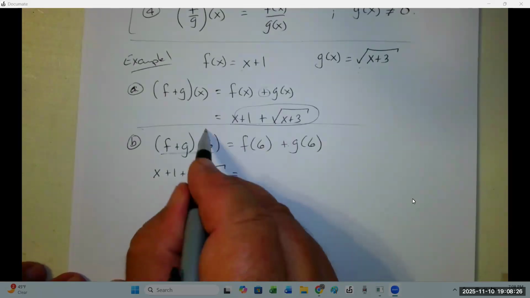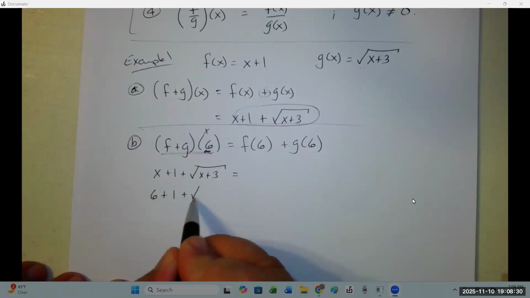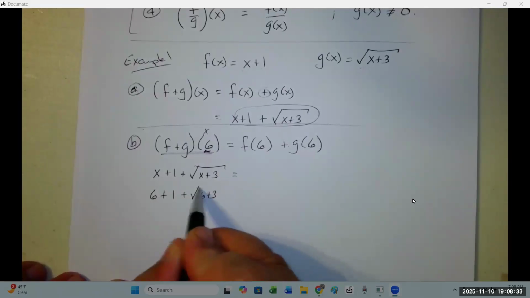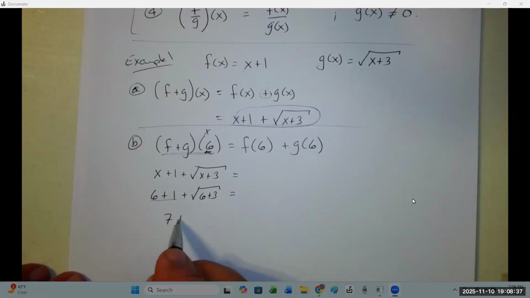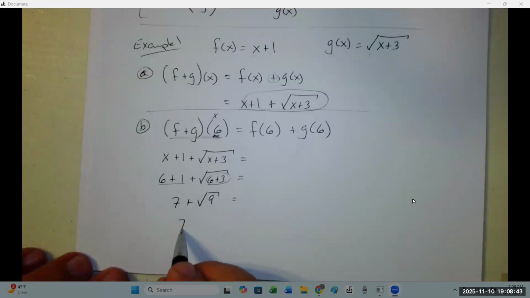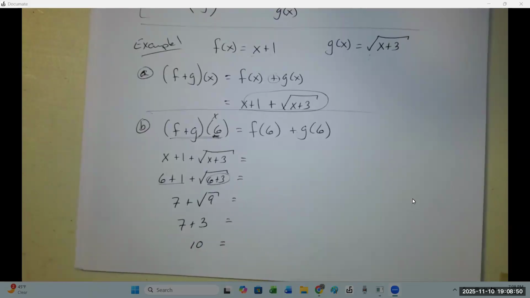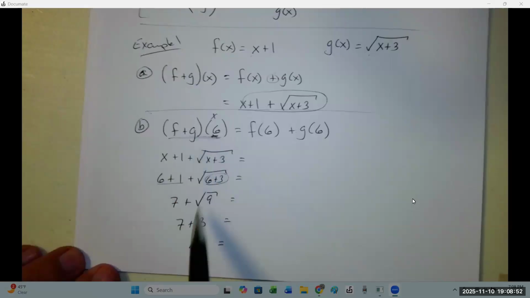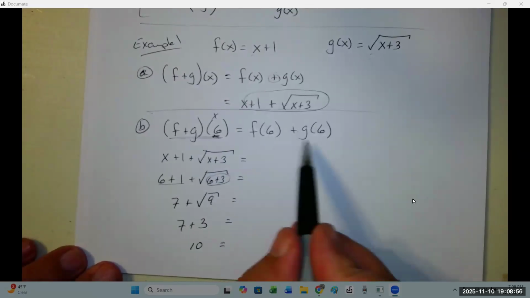That's my x value. So I have 6 plus 1 plus the square root of 6 plus 3. 6 plus 1 is 7. The square root of 6 plus 3 is the square root of 9. So we have 7, and the square root of 9 is 3, so it equals 10. That's if we do it that way. Very painful. But this side here is a lot easier.